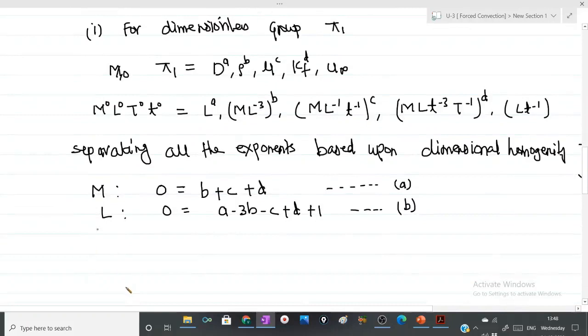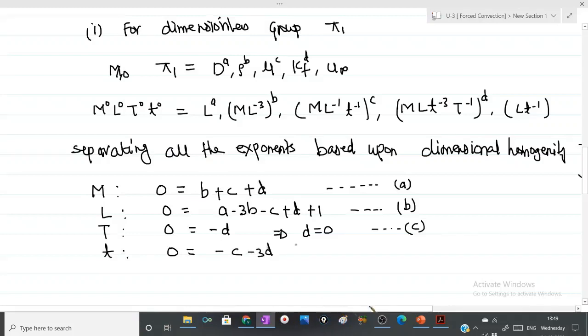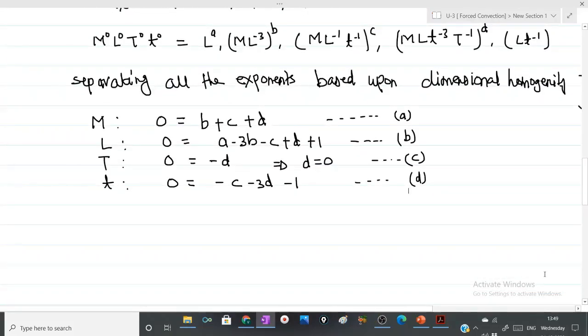Then for capital T, it can be written as 0 is equal to minus d. So I can also say d is equal to 0. Let's say this is equation C. And finally for time small t, 0 is equal to minus c minus 3d minus 1. Let's say this is equation number D. Now solving all these equations to get the values of a, b, c, and d exponents.